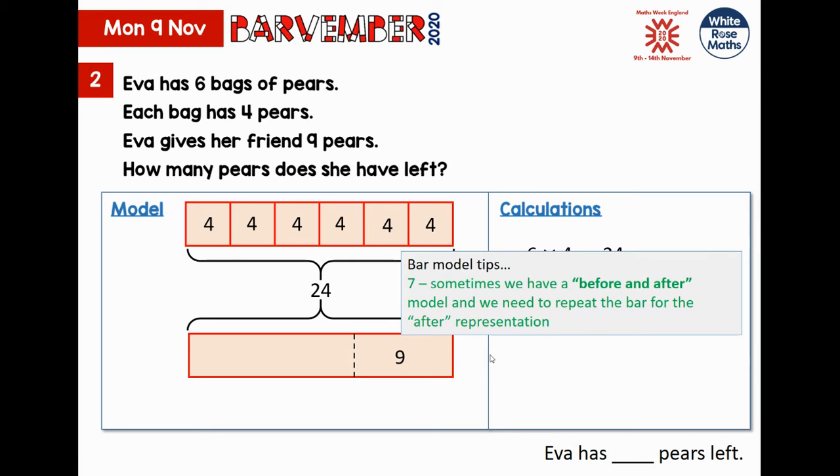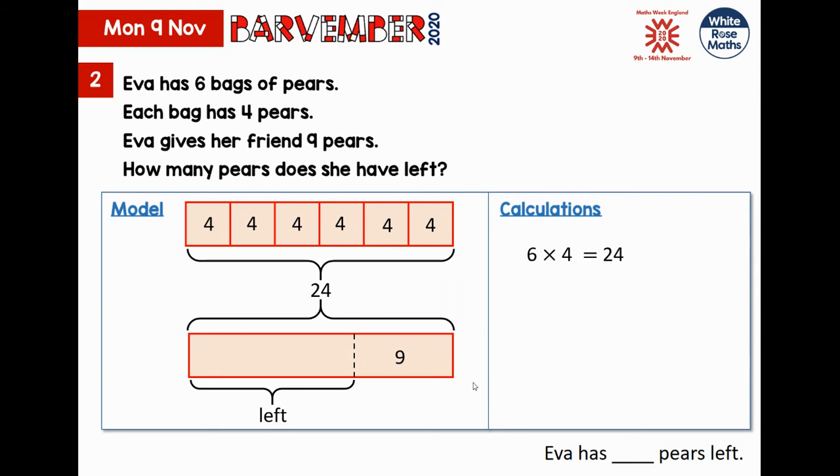Eva gives her friend 9 pears. How many pears does she have left? And then we can see that being shown in our model. So let's just follow through the maths there.